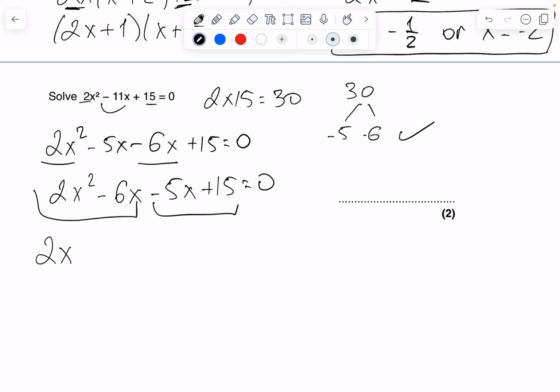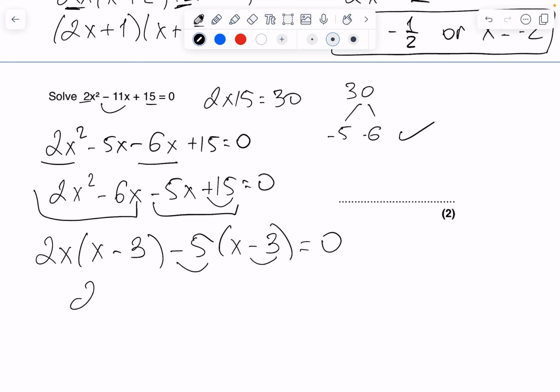Okay, so 2x. Inside the brackets, I'll have x minus 3, and then negative 5x plus 15, they share 5, but I'm writing negative 5 because 5x is negative. And then inside the brackets, I'll have x minus 3. Now, here, it's easy to get confused. But pay attention. Negative 5 times negative 3 gives us positive 15. That's why it's negative 3, okay?